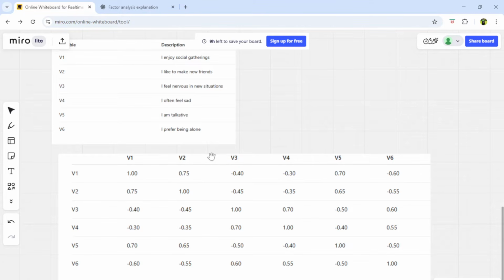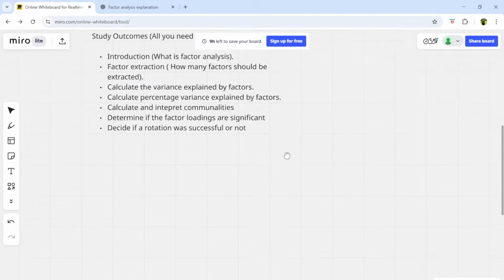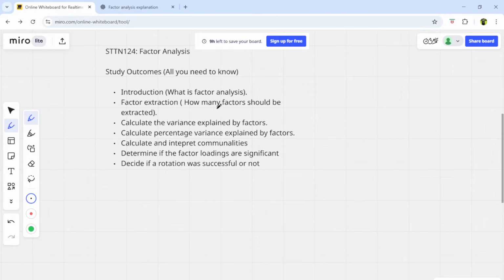You see, so that is all about factor analysis. We reduced the number of variables into a few factors, but we still have a lot of information. We know that this person is an introvert, or this person is an extrovert. So it's just those two. But we started with 6 variables. So that is all about factor analysis. So now that is the introduction, and that is what factor analysis is all about.